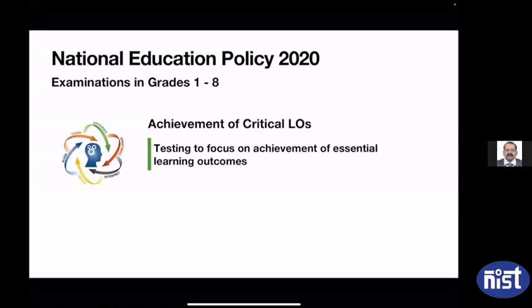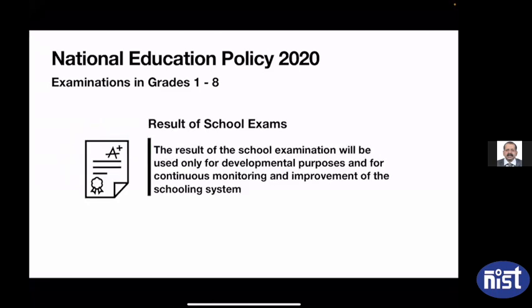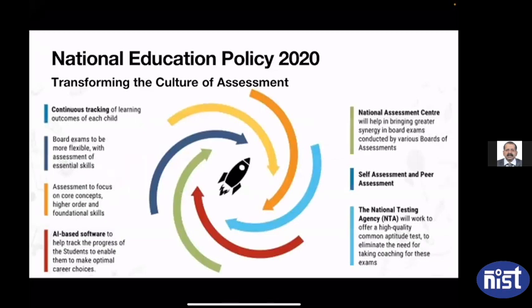And then the achievement of learning outcomes, the testing will focus on the achievement of the outcomes. And the results of school examination will be used only for developmental purposes and continuous monitoring of the school system. And it transforms the culture of assessment. It talks of something which had already been introduced a few years back, what they called CCE. This was introduced in about 2013. I think that it was revoked, but it is coming back in some other form. That in a different form, continuous tracking of learning outcomes, board exams to be more flexible.